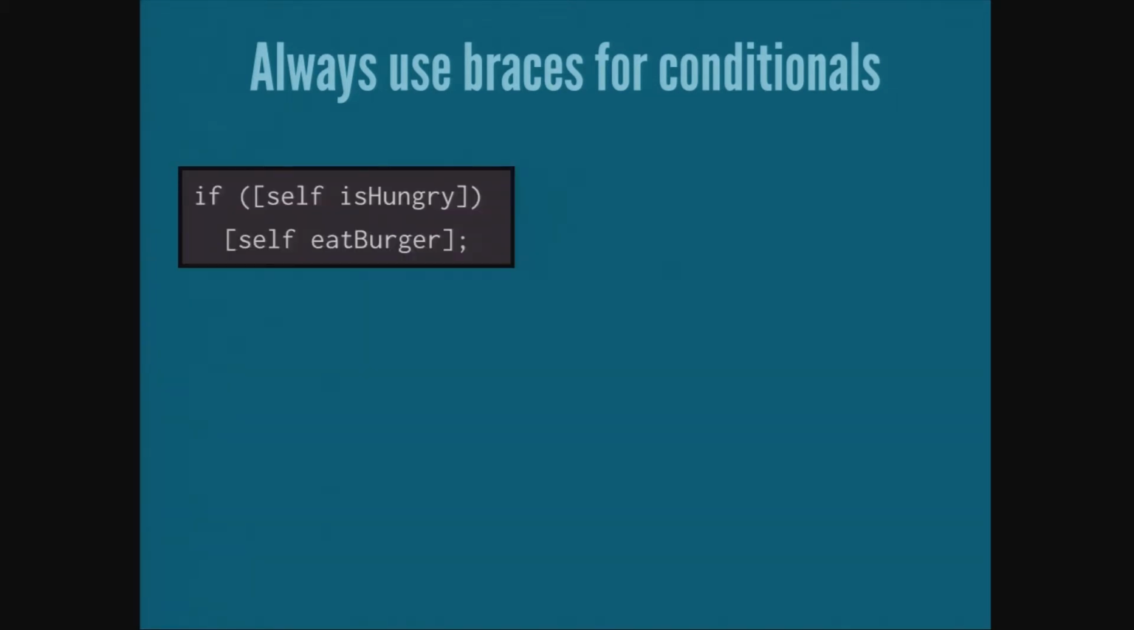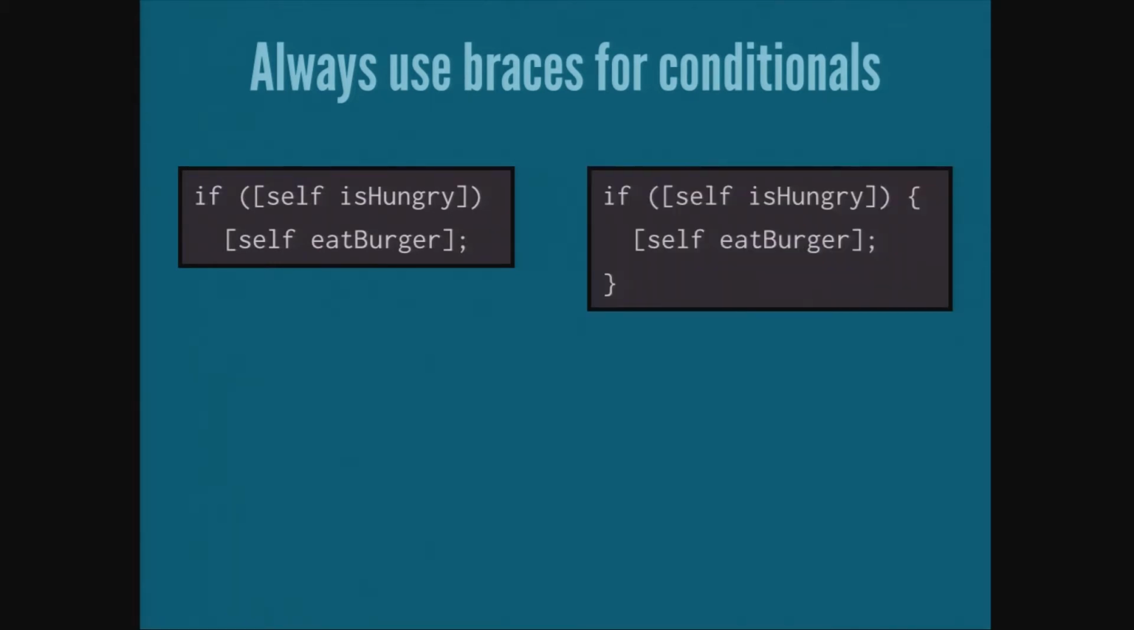Objective-C being a C-based language, you can write code like this: if self is hungry, then self eat burger. I've indented it with spaces, not tabs, by the way. And this will work, right? If you are using a C-based language, you can omit the curly braces, and this will be fine. And here is the equivalent code on the right with curly braces.